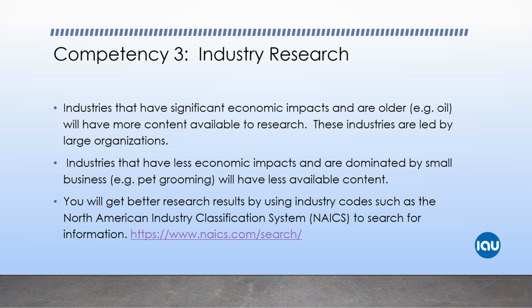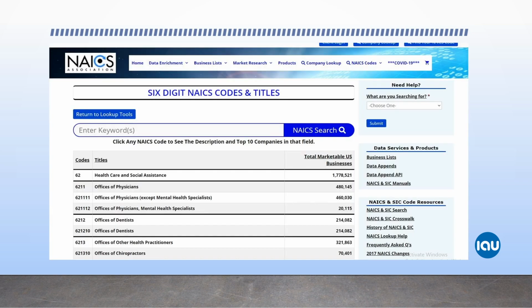You will get better research results by using industry codes, such as the North American Industry Classification System, NAICS, to search for information, and here is the link for that. And here I went to the NAICS Association. You can search by code, but you could also search by keyword, as presented here. I just wanted to give you guys a screenshot of what it looks like, and there's a lot of information on this particular website about specific industries.